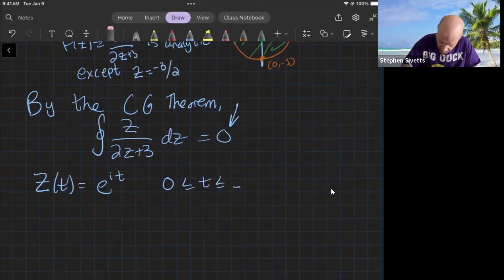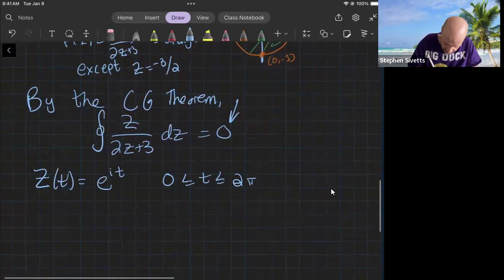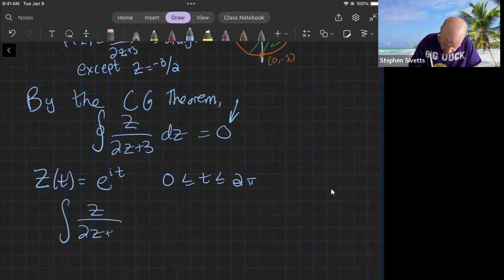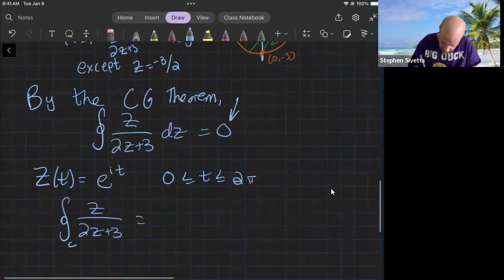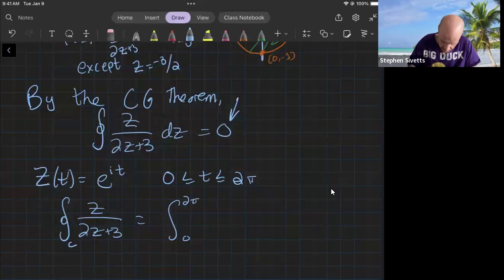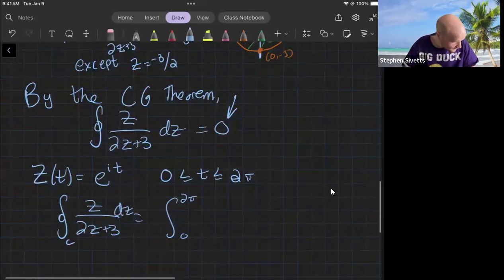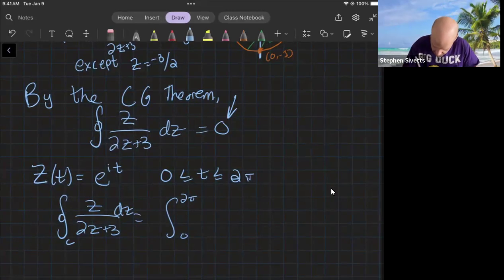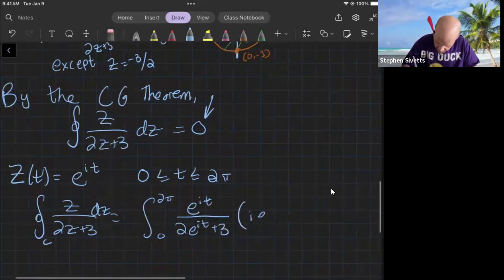t is between 0 and 2 pi, right? And so the line integral of z over 2z plus 3 dz, from 0 to 2 pi, this would be e to the it divided by 2 times e to the it plus 3, times i times e to the it dt.